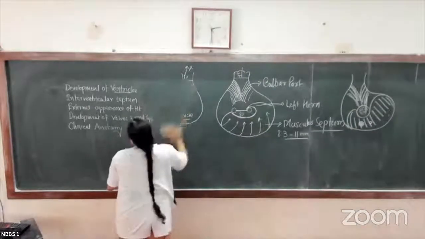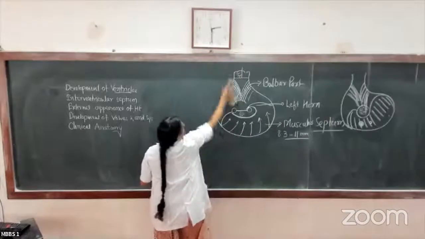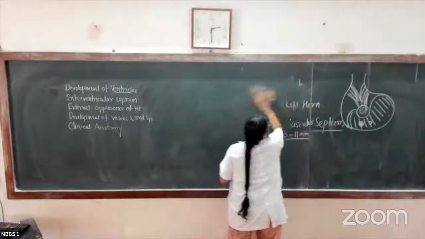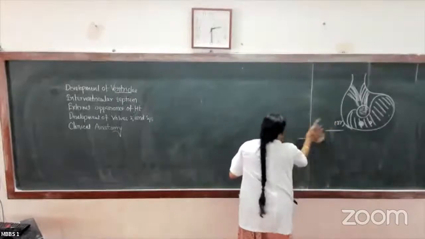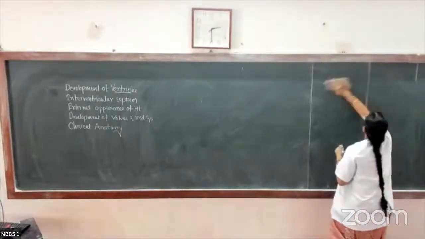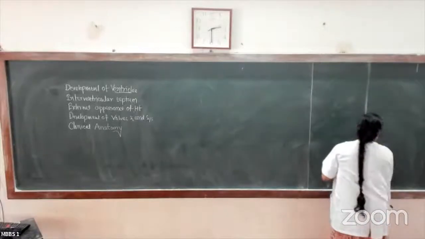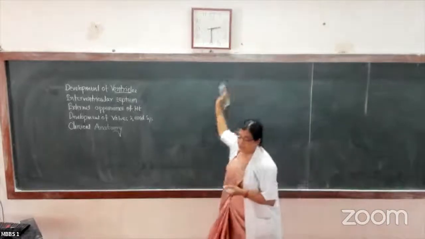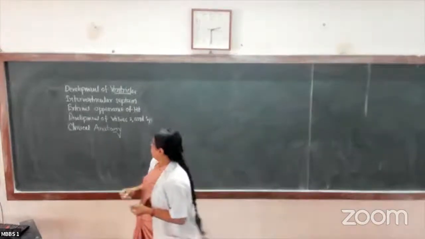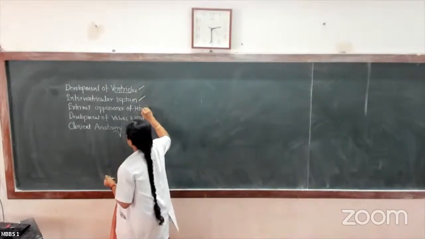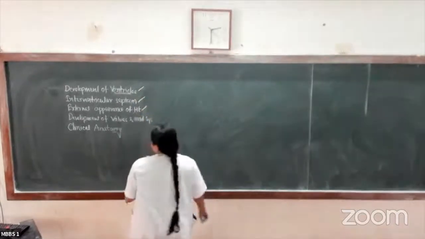So this is about the bulbar septum, the muscular septum, and one more septum, the membranous part of the interventricular septum. You should know the three parts of the interventricular septum by which the ventricular chamber is divided into right and left ventricles. So we have finished how the ventricles are formed, the interventricular septum, and the external appearance of the heart.